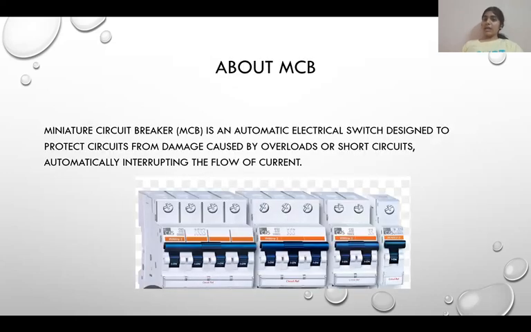And let us know about the MCB. MCB means miniature circuit breaker. It is an automatic electrical switch designed to protect circuits when the voltage or the current is overloaded. For short circuits, this MCB switch is used to automatically interrupt the flow of current. Above is the picture where the switch is shown, and it is used to protect from short circuits.